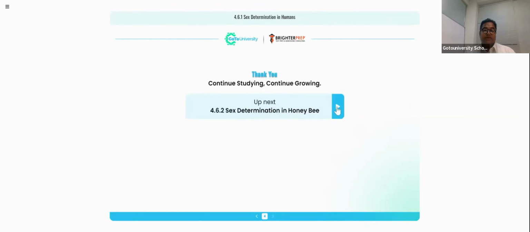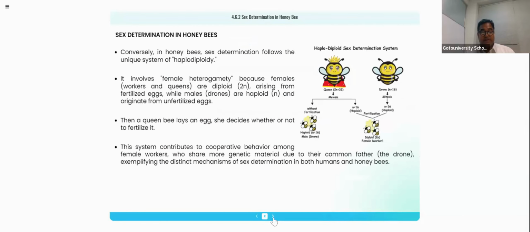In sex determination in the honeybee, when we study in detail, we need to understand how many different types of honeybees there are. One is the queen bee, of course. Other than the queen bee, there are workers and drones. These are the different types of honeybees. Can you see the different types of honeybee here? Drone, worker, queen bee.